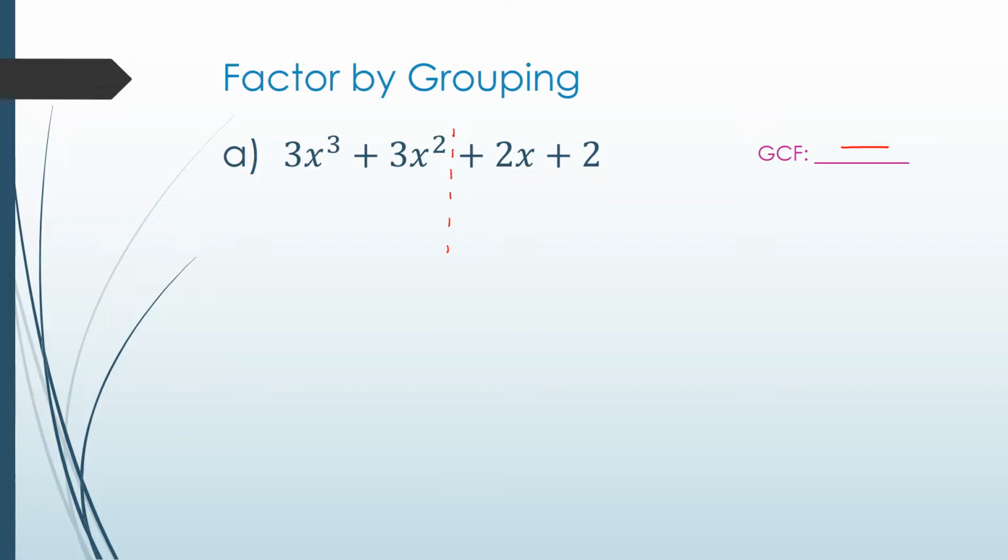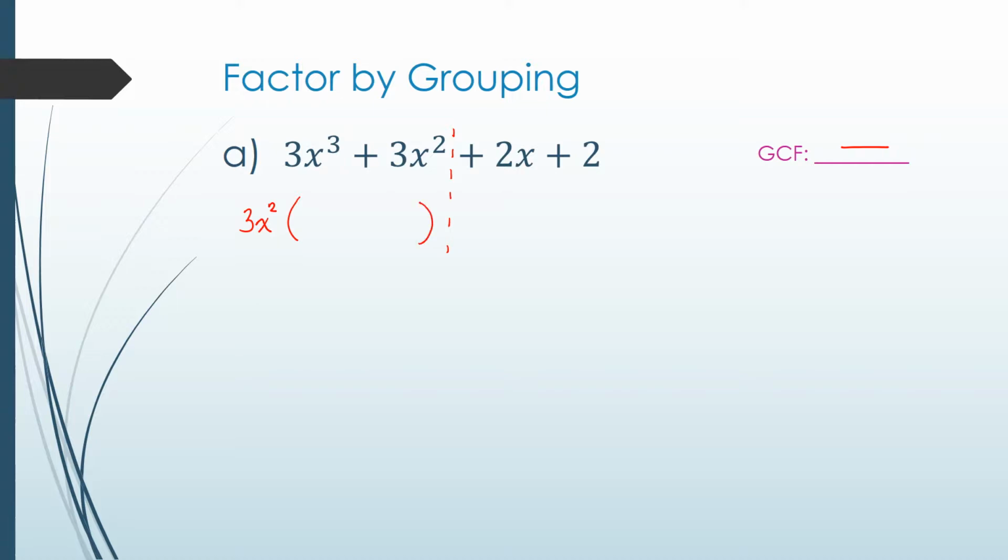Only looking at the first two terms, do you see something in common? Well, look at the numbers. I have a 3 and a 3. Well, that's in common. And look at the variables. I have an x cubed and an x squared. What's the most they both have in common? That would be an x squared. So it turns out I have a GCF only in the first two terms of 3x squared.